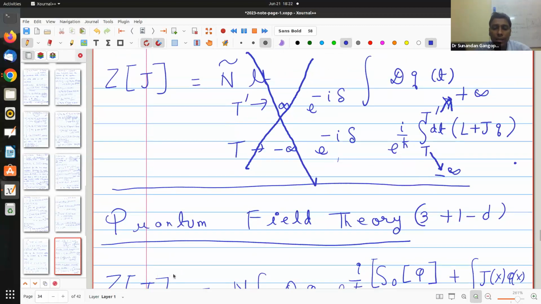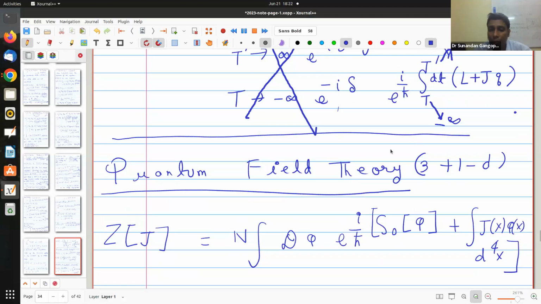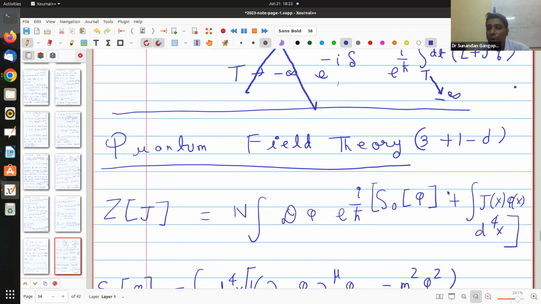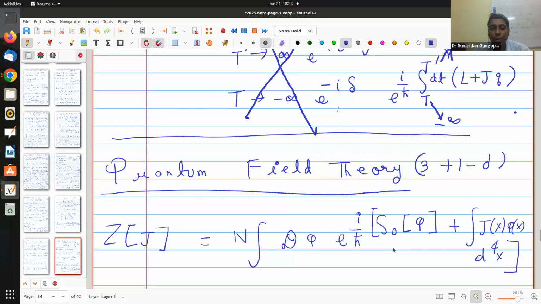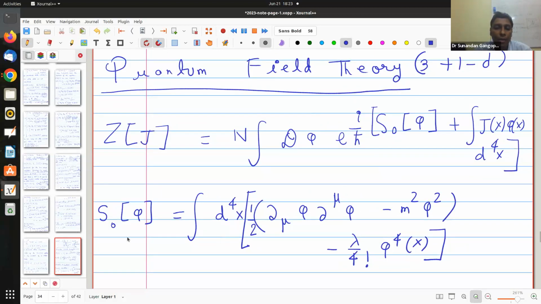You will see that this expression has been written directly from the quantum mechanical expression that we have derived. It was Z of J, path integral over q, e to the power of i by h bar, integral from minus infinity to plus infinity dt, L plus Jq. Now we have replaced q by phi and dt by d4x. This thing over here is the free field action, and this term is Jq, here J(x) times phi(x), with an integral over d4x.